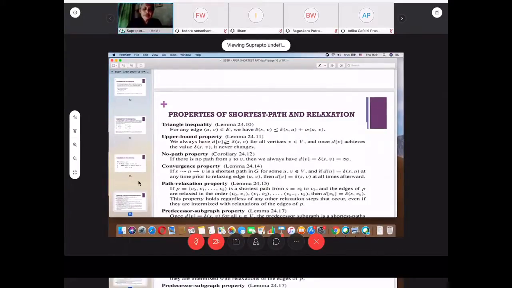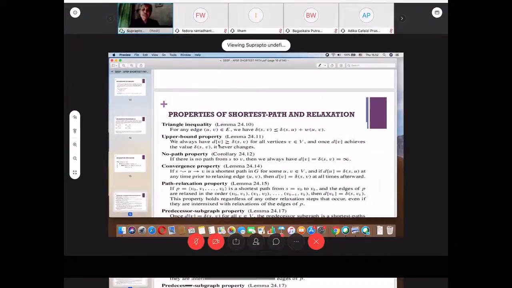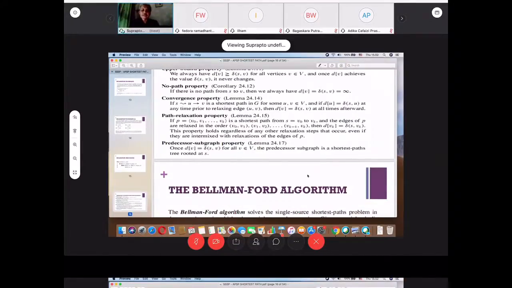Small d is for the shortest path estimate, which must be greater than or equal to the actual shortest path, right? Starting from S to V. When you use V, you just write V without writing S. But it is small delta here to write S is also beside E. And okay, this is the path relaxation properties. This path from vertex 0, vertex pk, etc.